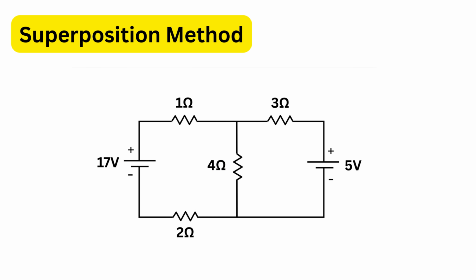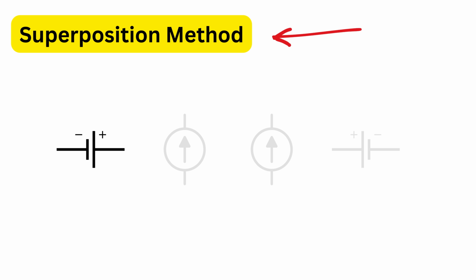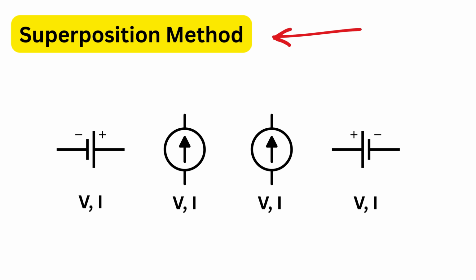In circuit language, when there are two or more independent sources, like multiple batteries or multiple current sources, or current sources and batteries together, you follow this simple rule. Temporarily turn off all the sources except one source, find the voltage or current you care about from that single source, then repeat for each source, and then add the results algebraically.